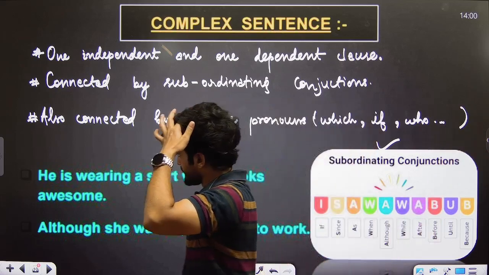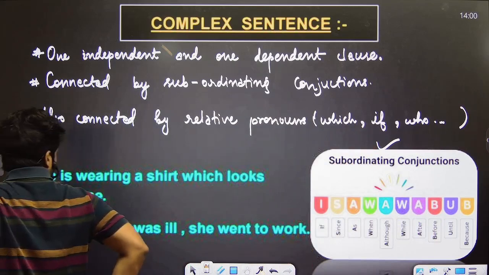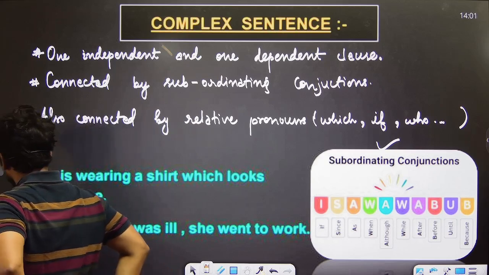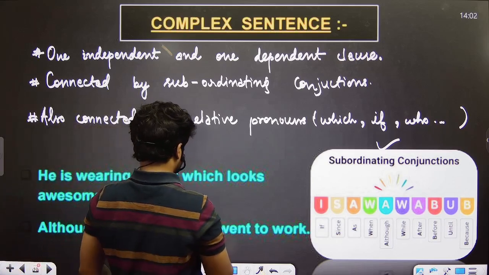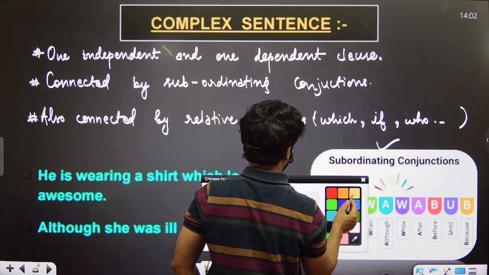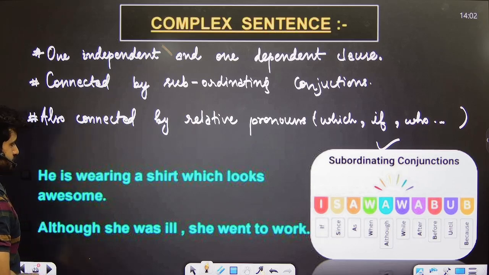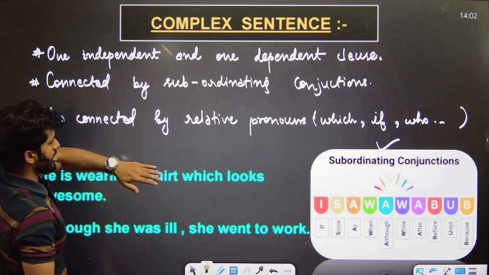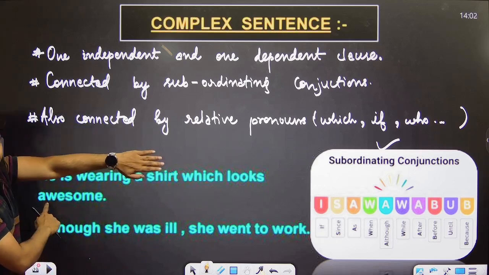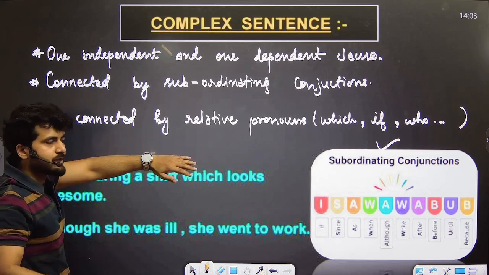Hurry up, note it down first, and then we will see certain examples. He is wearing a shirt which looks awesome. Although she was ill, she went to work. Now let's see the example here. He is wearing a shirt which looks awesome. You can see he is wearing a shirt. If I hide this one, which looks awesome, what looks awesome? What are you talking about? It is not giving you the sense.